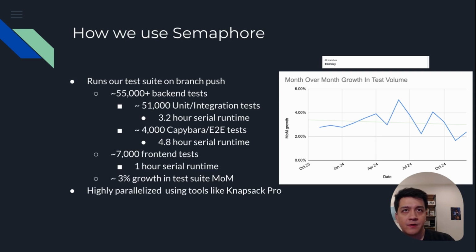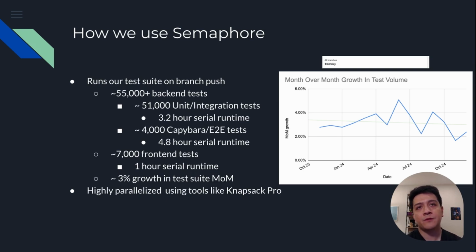And in terms of how we use Semaphore, we run our test suite on most of our commits. Currently, we have around 55,000 plus backend tests. 51,000 of these are unit and integration tests. So these are generally quick to run. If we were to run them serially, it would take 3.2 hours.